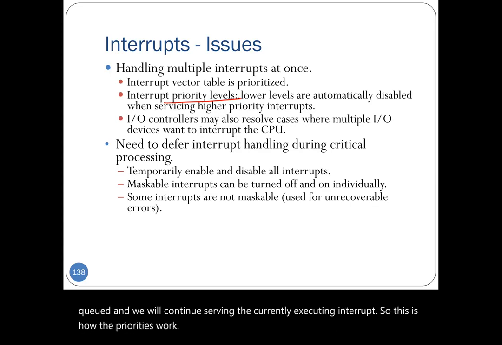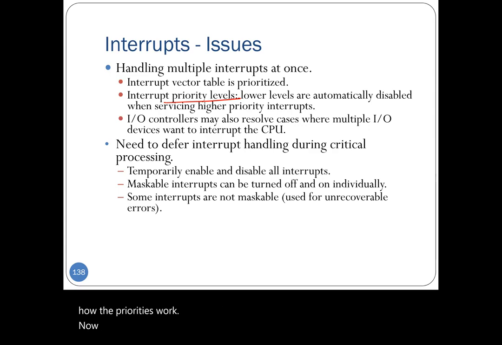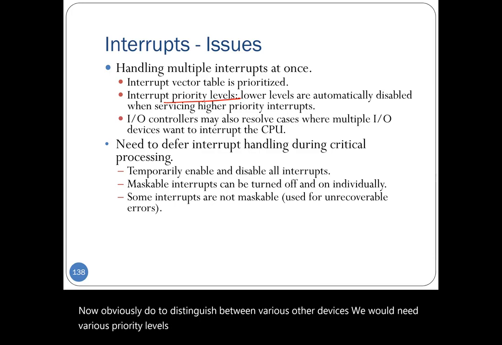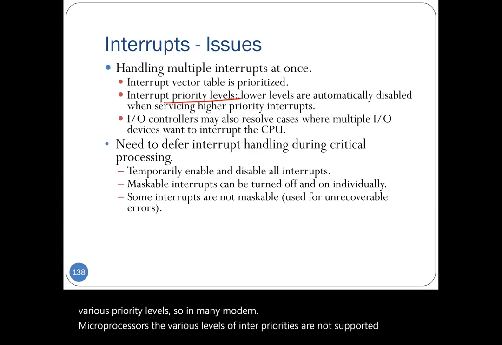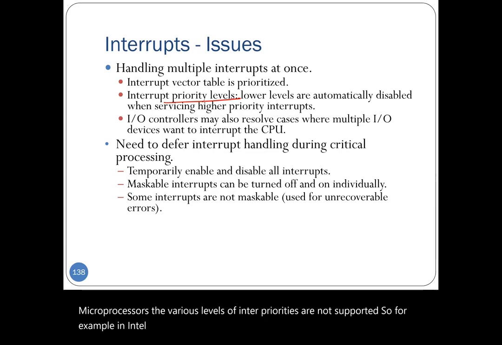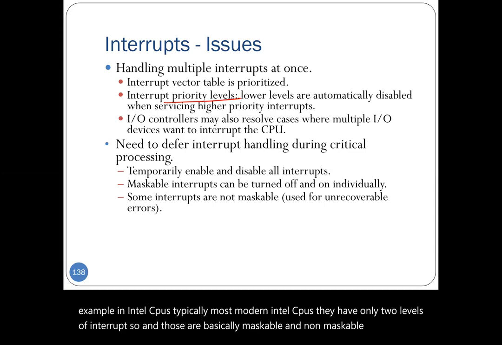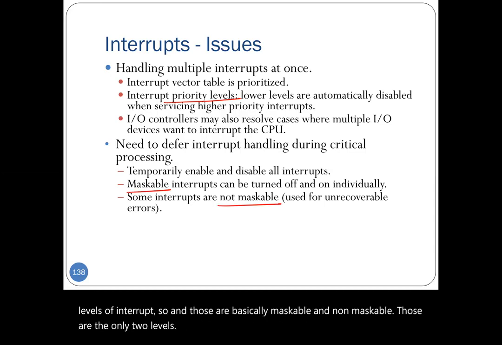Now, obviously, to distinguish between various IO devices, we would need various priority levels. Well, in many modern microprocessors, the various levels of interrupt priorities are not supported. For example, in Intel CPUs, typically most modern Intel CPUs, they have only 2 levels of interrupt, and those are basically maskable and non-maskable. Those are the only 2 levels.